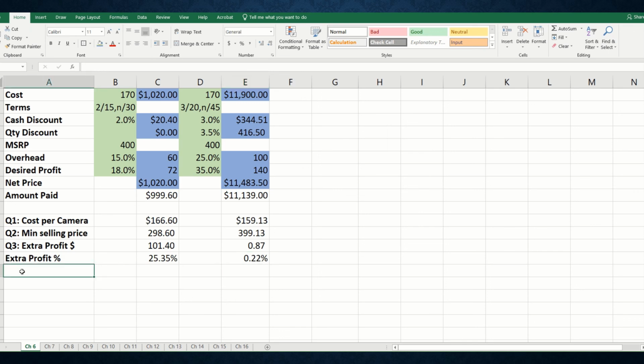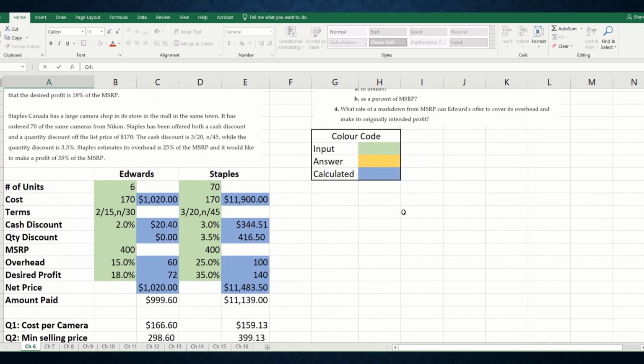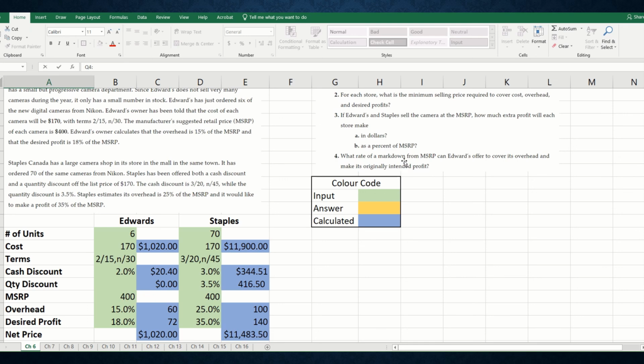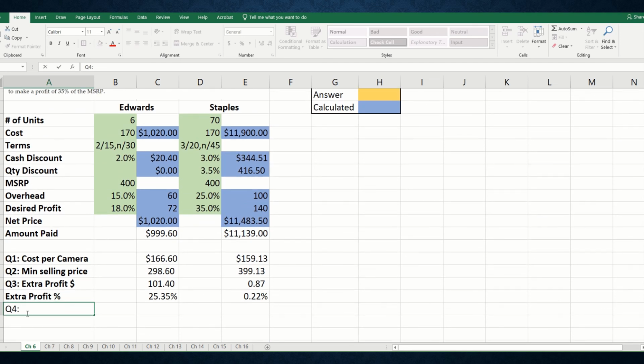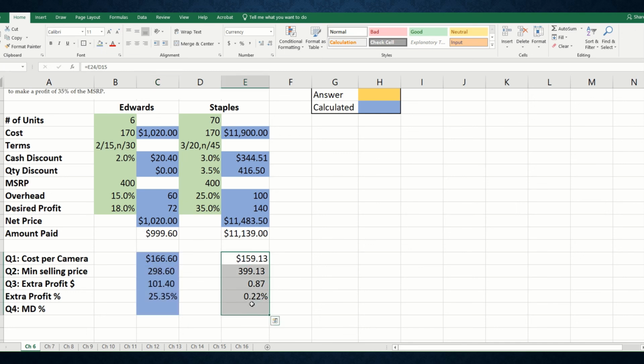Okay, question 4. Question 4 asks, what rate of markdown from MSRP can Edwards offer to cover the overhead and make its originally intended profit? Okay, so question 4, we will put in there as a markdown percent. So you'll notice that I'm separating everything out. These are calculated fields, so I could put those in as calculated. I may as well just do that now before I get finished. They are calculated fields.